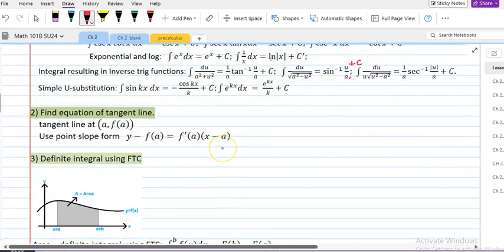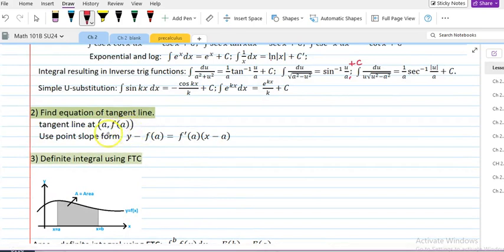You also need to know how to find the tangent line equation. For the tangent line at x equals a on the original f of x function, the slope would be f prime of a. So if you use the point-slope form, y minus y1 equals m times x minus x1, you would write the formula like this.